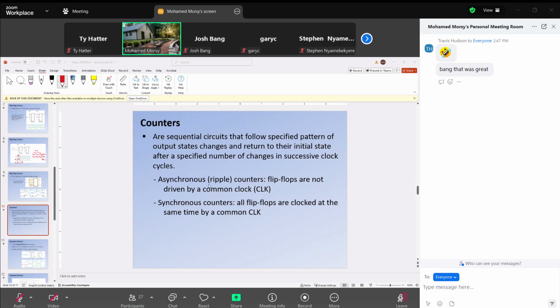Okay, now we'll talk about counters. Counter is an important digital component. It is a sequential circuit. Why do we consider a counter a sequential circuit, not a combinational circuit? Why?